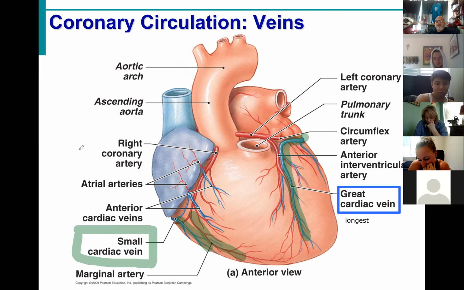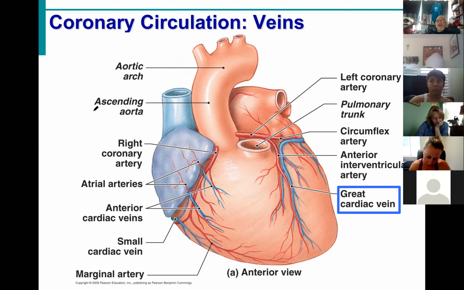And it happens to be one of the smallest of our cardiac veins, at least the smallest one that you are responsible for. And it needs to travel around to the posterior side as well. But because it's on the edge, it doesn't have as far to go. So from there, let's switch to the posterior view.